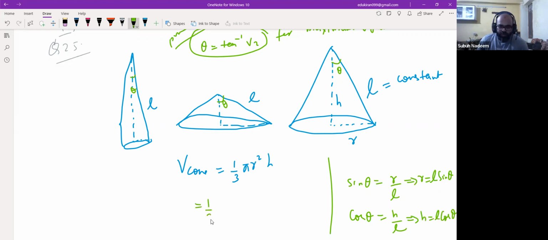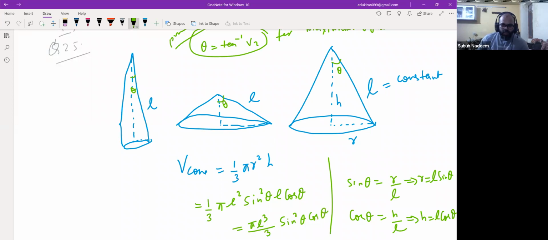So, this will be 1 by 3 pi. r square will be L square sine square theta and h will be L cos theta. So, this will be L cube into pi by 3 into sine square theta into cos theta.